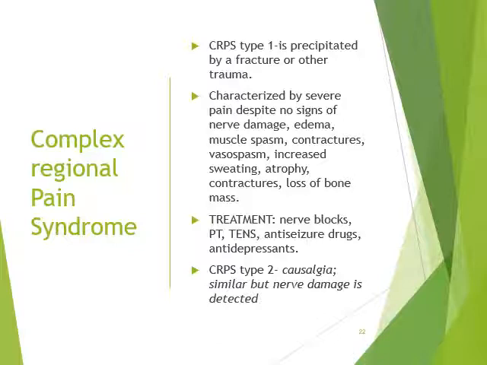Complex regional pain syndrome. So this is a unique condition where the patient feels pain, but the doctor doesn't know where it's coming from. So there's no nerve damage, there's no edema, no muscle spasm, contractures, vasospasm. They might have sweating, some atrophy, contracture, and they're going to lose bone mass because they can't move. They don't want to move. They're just in too much pain.